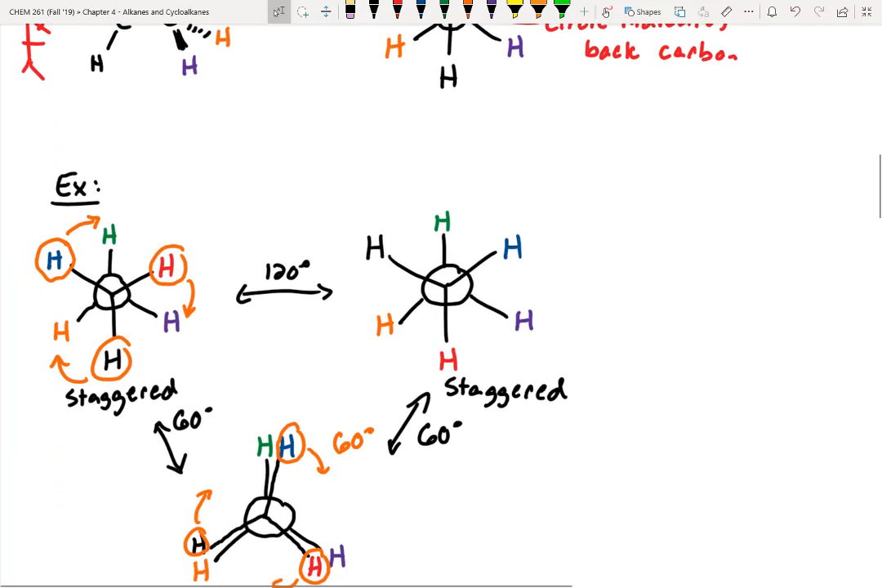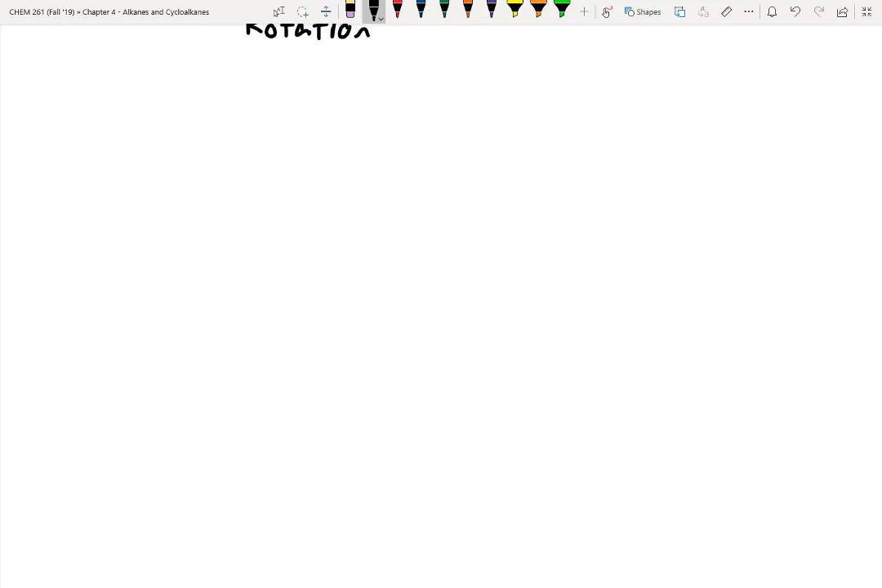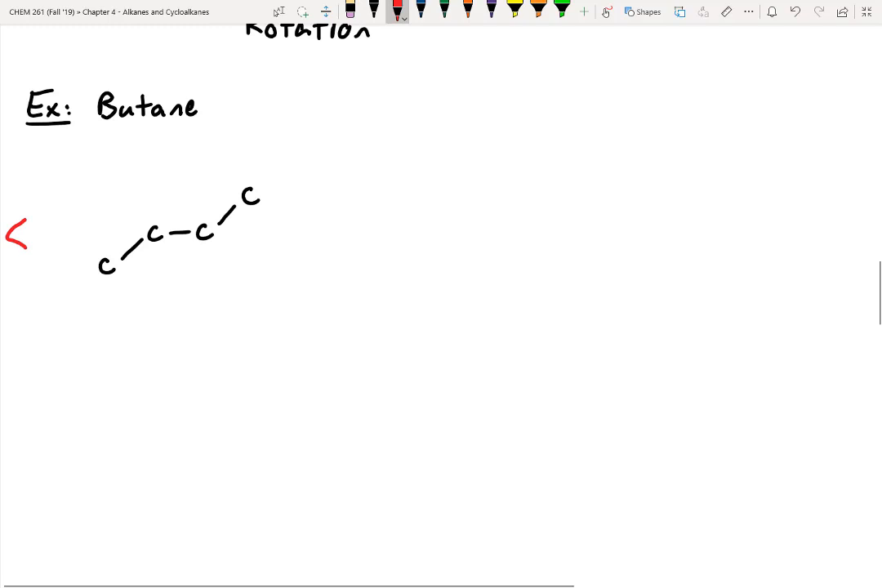All right, so let's try a different one. In this one, I want to do butane. All right, what does butane look like? How many carbons are in there? 4. Okay, so I'll do carbon, carbon, carbon, carbon. And in this case, what I want to do is imagine looking down the interior 2 carbons. So that's looking down the carbon 2 to 3 bond. Does that make sense?